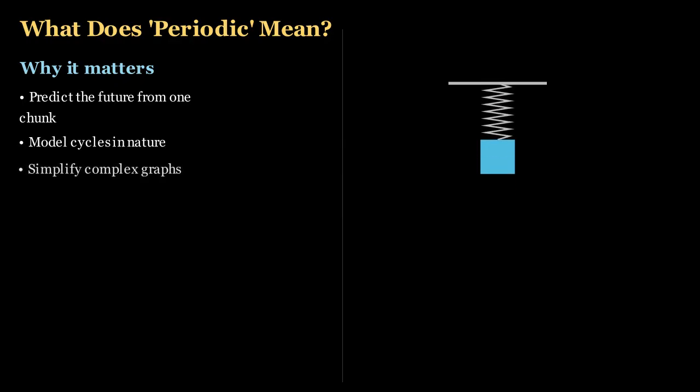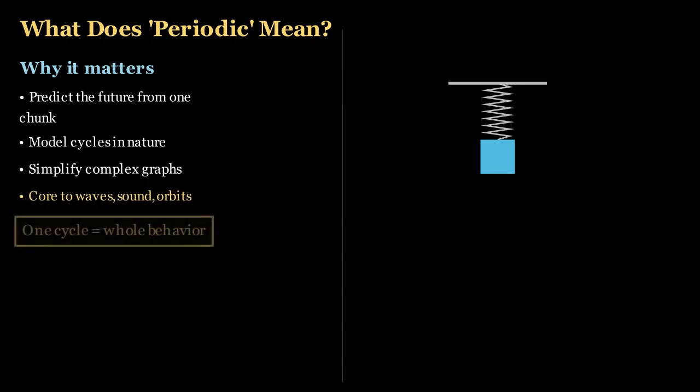In the same way, many things in nature are periodic: the swing of a pendulum, the phases of the moon, the rise and fall of tides, even the vibration of a guitar string. In your JEE preparation, periodic functions let you study a graph over just one period and instantly know its behavior everywhere else. They are the building blocks of waves, sound, alternating current, and planetary orbits.